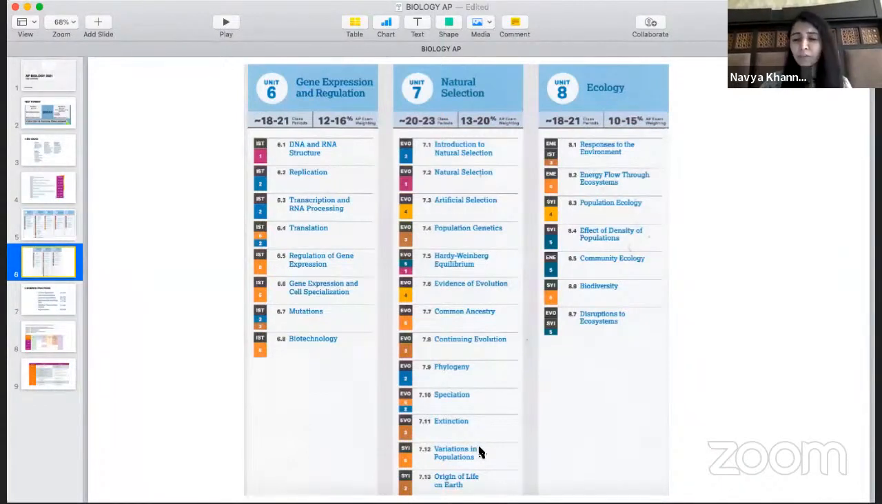Extinction, origin of life on Earth. So it also has a lot of historical point of view, right? So a lot of Charles Darwin theories anyway from a historical point of view. So all of that is covered here.